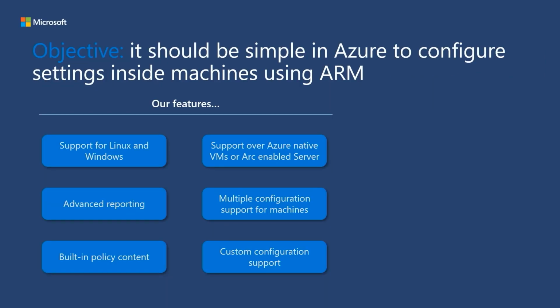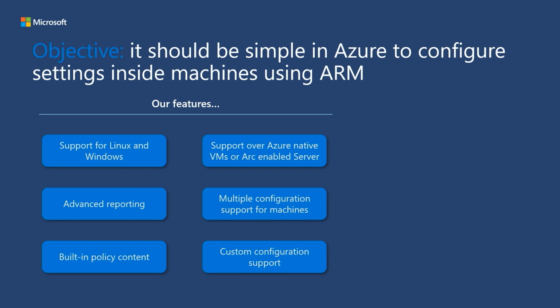So the first feature that we're going to be talking about is first-class support for Linux and Windows. What I'm really excited to be talking to you about today is that machine config represents the first generally available platform to run DSC across Linux servers.